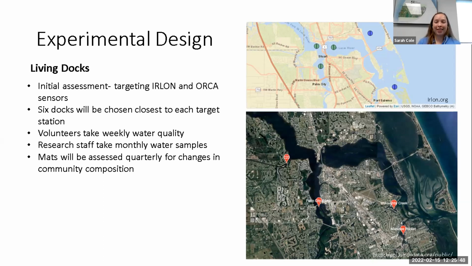As well as we're asking those volunteers to go out and take water quality weekly, looking at this at fine scale to see the variation that we have. We hope to get volunteers to have 6 docks close to each location and choosing them near, once again, those target water quality monitoring stations. And then we'll go out monthly as our research staff here at Florida Oceanographic and take more fine scale water quality. So looking at nutrients directly at those docks, as well as chlorophyll, so our algal abundance right next to our living docks themselves. As well as we'll be taking those quarterly benthic community assessments, seeing what's there and seeing how that changes.